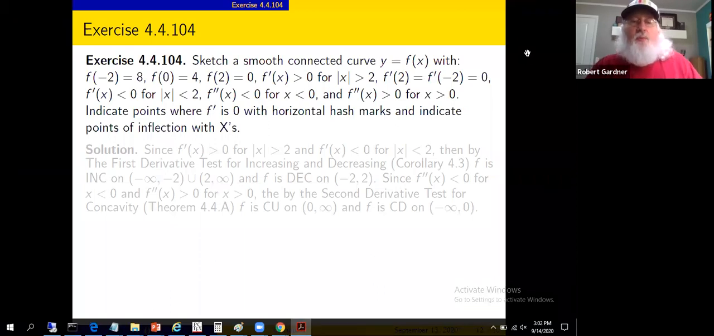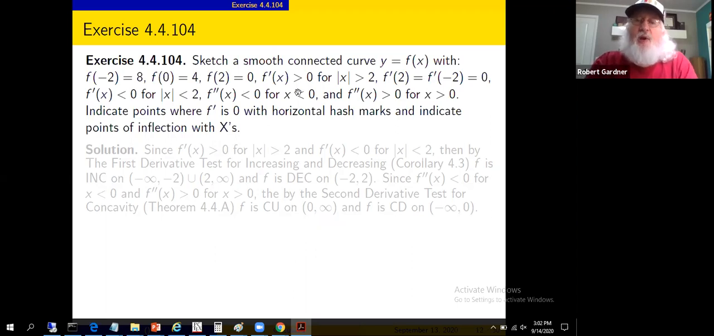Exercise 4.4.104 says, sketch a smooth connected curve y equals f of x with the following properties. Okay, good news, they gave you a bunch of stuff. We got to interpret that stuff, but we'll know a lot about this function. They've told us f of negative 2 equals 0, f of 0 equals 4, f of 2 equals 0. Okay, so that's 3 points on the graph of the function. So we'll probably start with that.